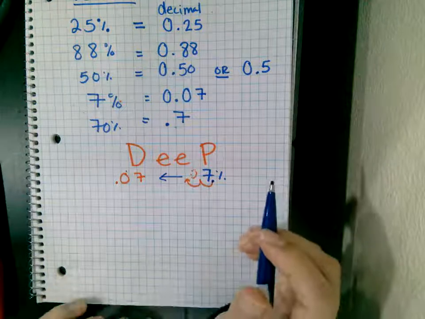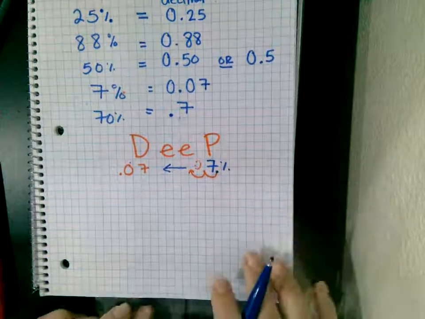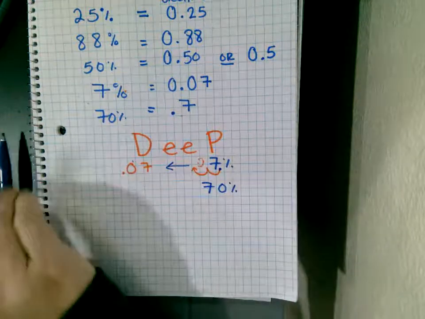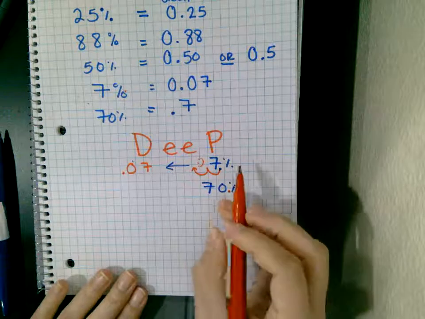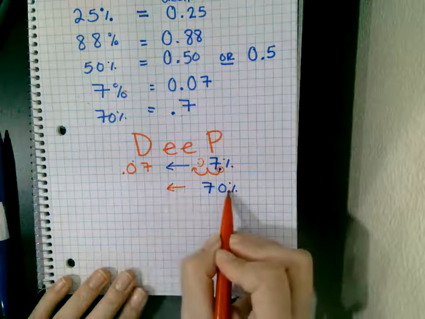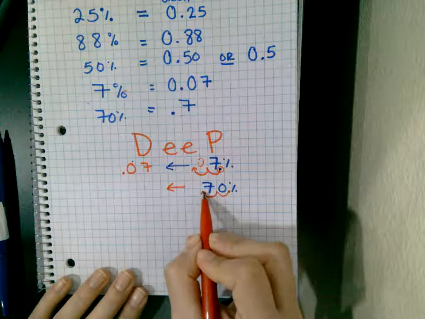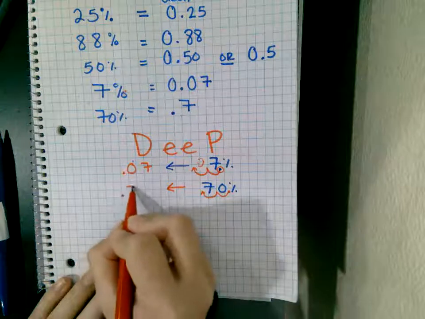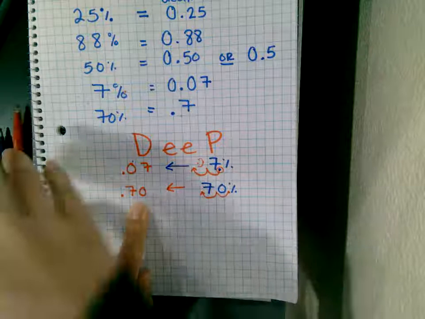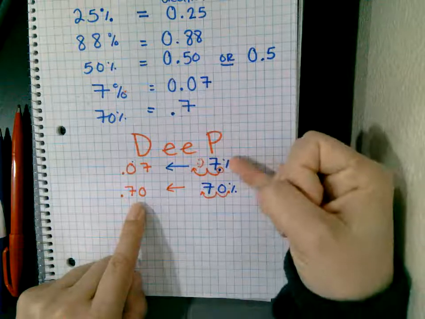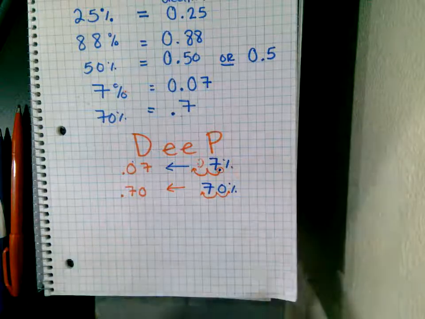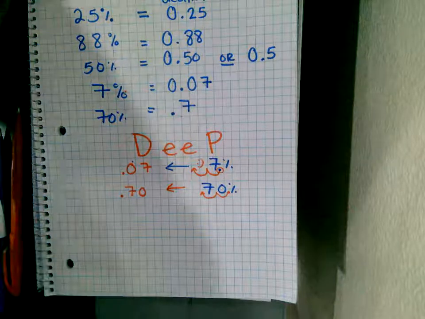If it's 70%, the decimal's already in the back right here, always in the back. We're going to move it 2 times to the left, 1, 2. So now the decimal's in front of the 7, and you can't have that 0 in the back. This is why when we have 7%, we add that 0 in the front, and when we have 70%, we don't need to. There's no need for that extra 0.